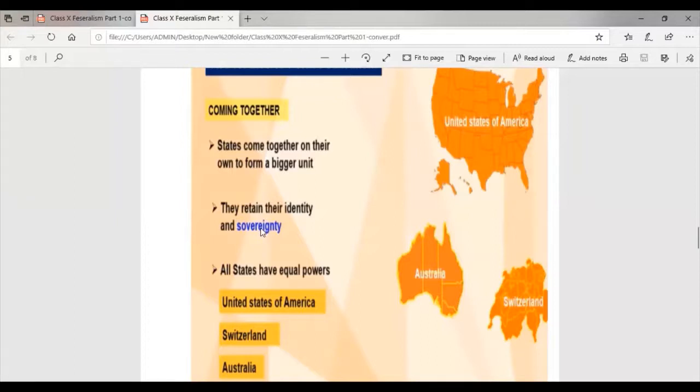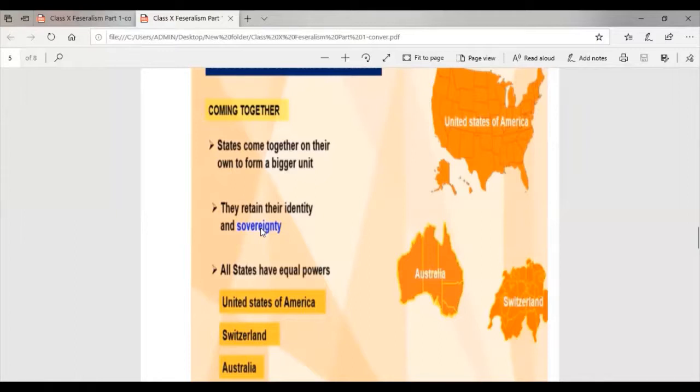But if I take a country like India, which has 29 states, and different states have different powers, the states do not have sovereignty. If you take the case of India, each state does not have sovereignty. But in coming together federalism, each state has its own sovereignty. So in India's case, the states don't have sovereignty, but the country has sovereignty. It means some other country cannot interfere in our political and internal matters.